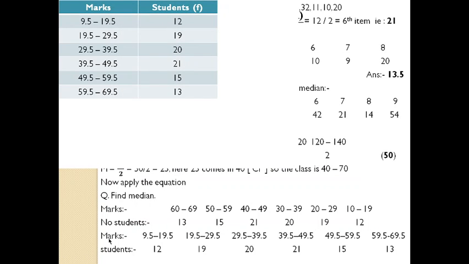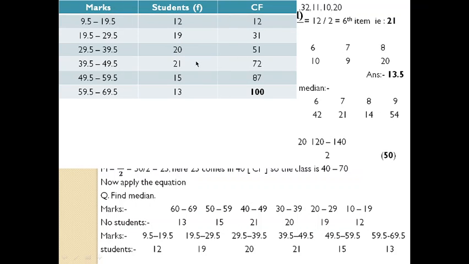Next, the frequency given in the question as per the details given: 12, 19, 20, 21, 15 and 13. We just substituted all these, and it is almost similar to the steps which we followed in case of discrete series. Next, you need to prepare a cumulative frequency table and it is very easy. First one 12, next 12 plus 19 is 31, 31 plus 20 is 51, 51 plus 21 is 72, 72 plus 15 is 87, and finally 87 plus 13 is 100. If you add the frequencies together, you will get the same number as in the last line of the cumulative frequency.